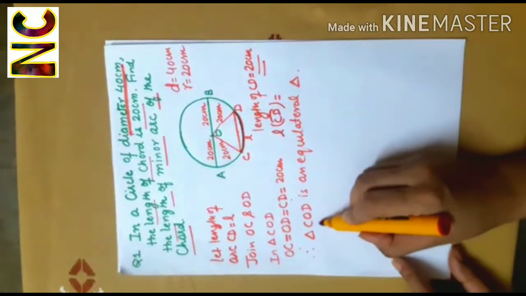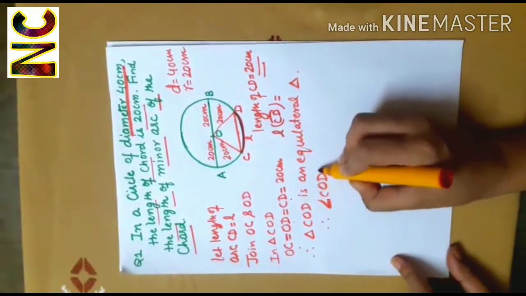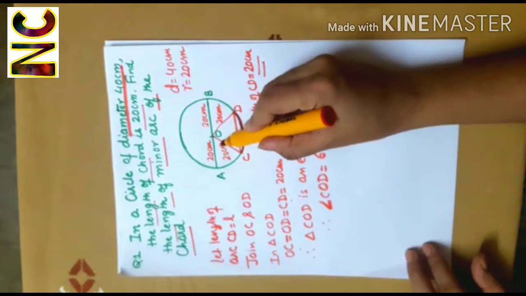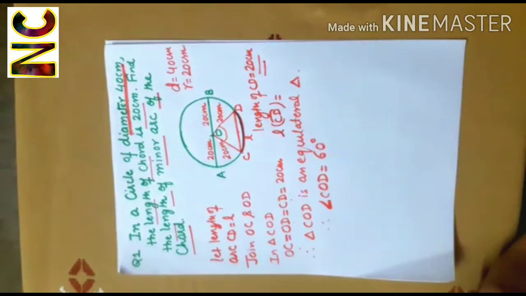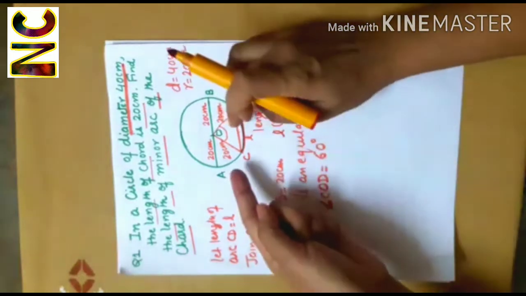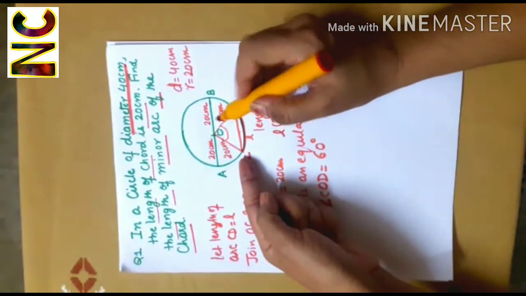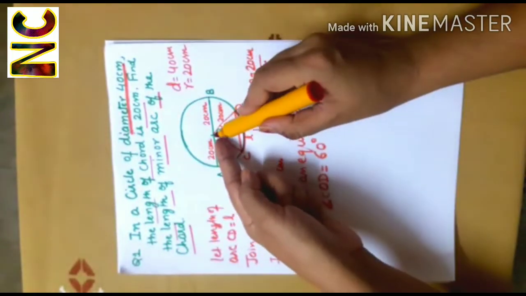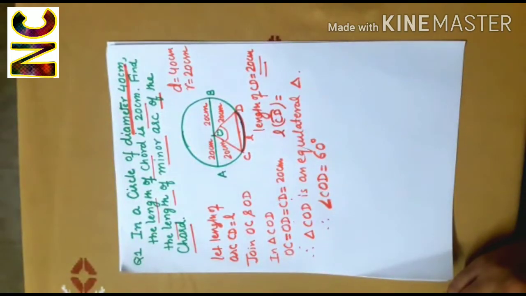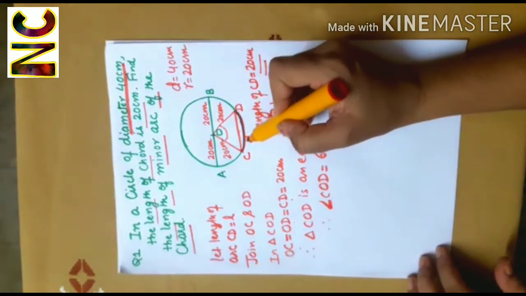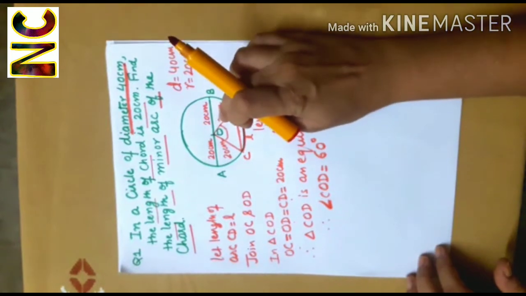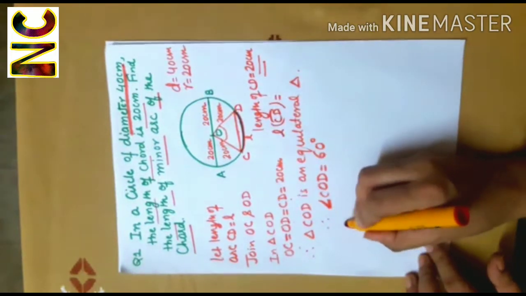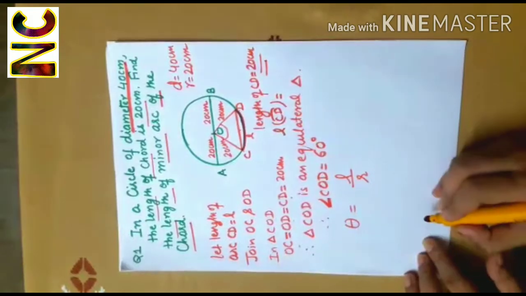Now in this triangle COD, all sides are equal, therefore triangle COD is an equilateral triangle. So each angle will be 60 degree. In particular, angle COD will be 60 degree. Now look here. This angle COD is subtended by this arc CD at the center of the circle. So the relation between the length of the arc, radius of the circle and this central angle is theta is equal to L by R.